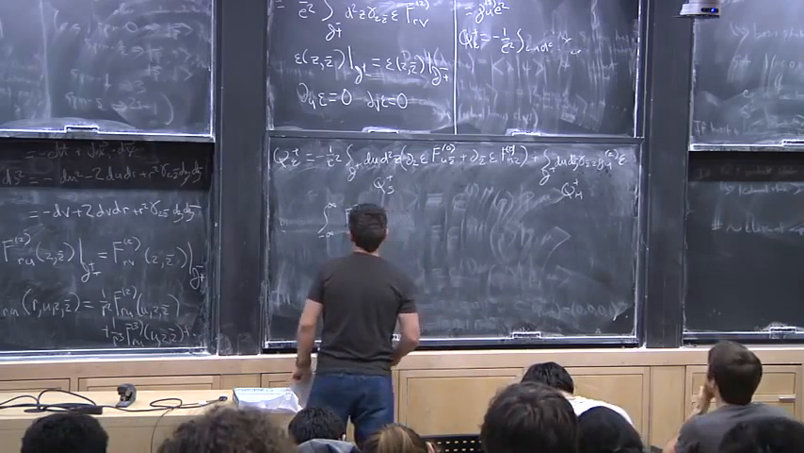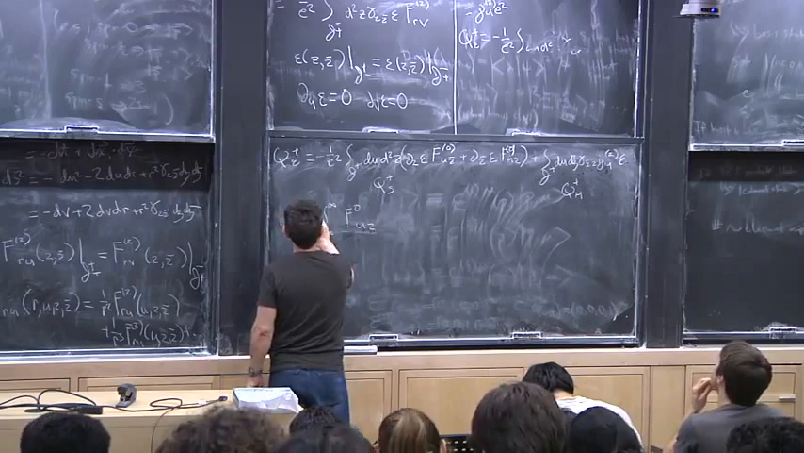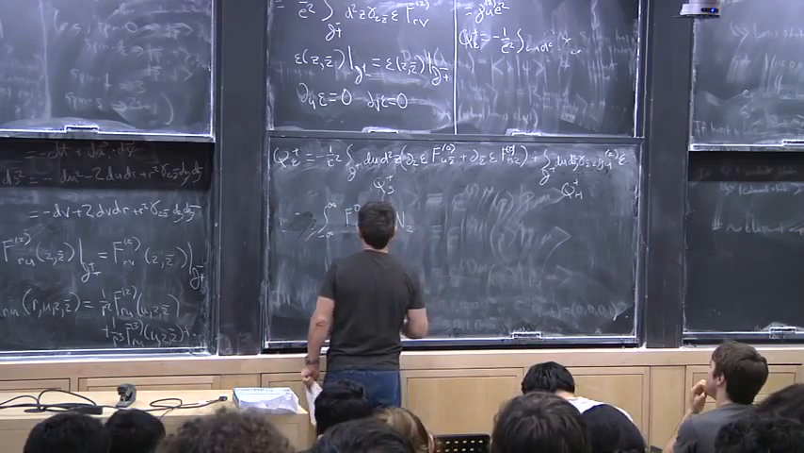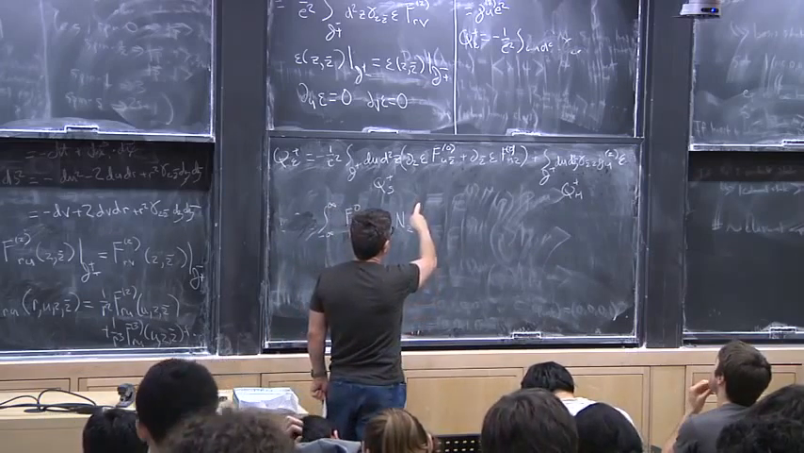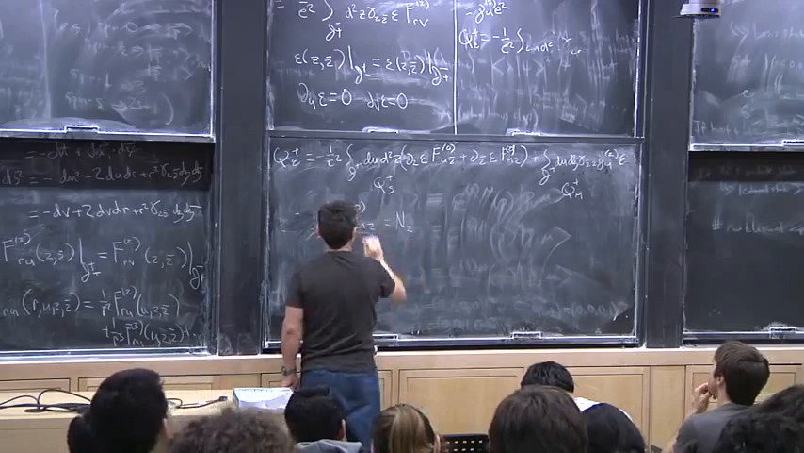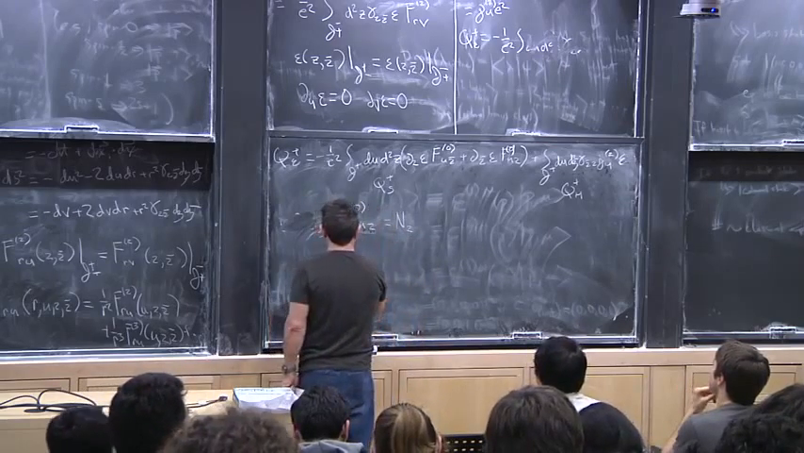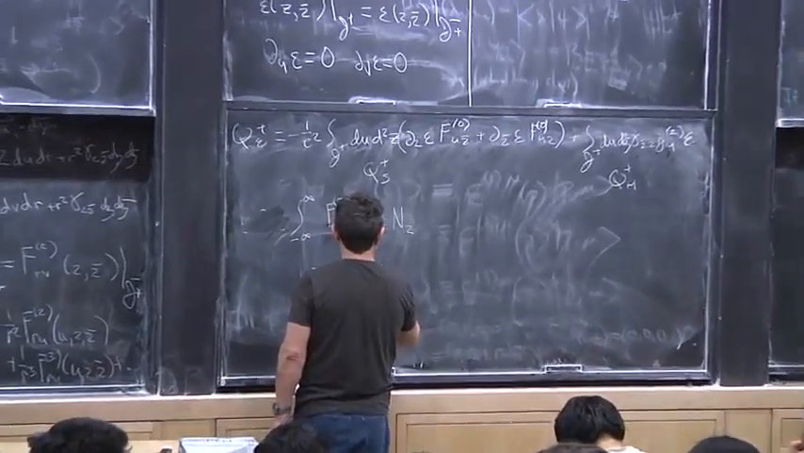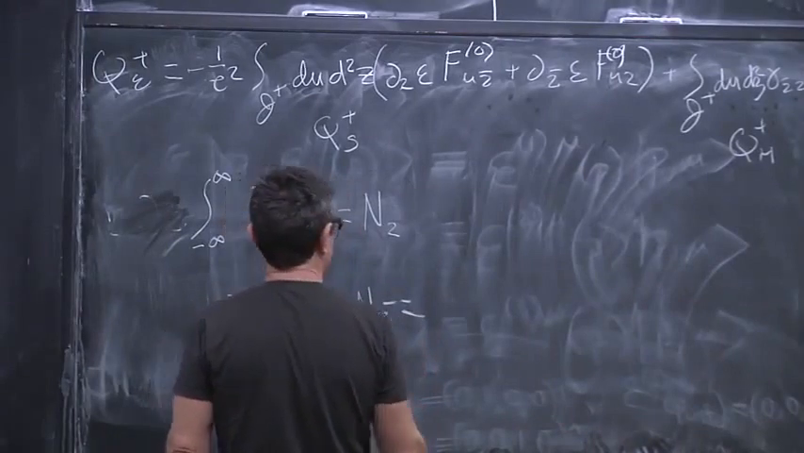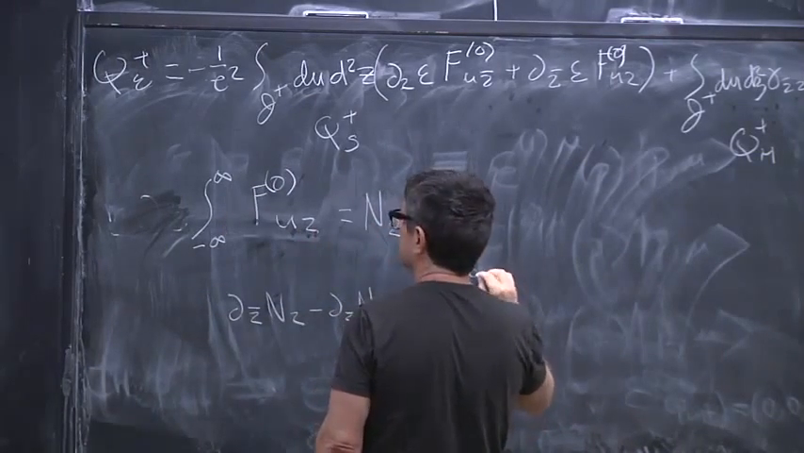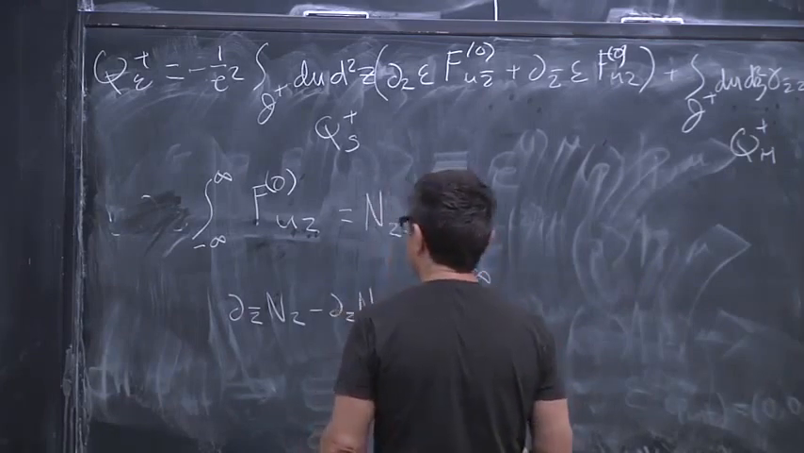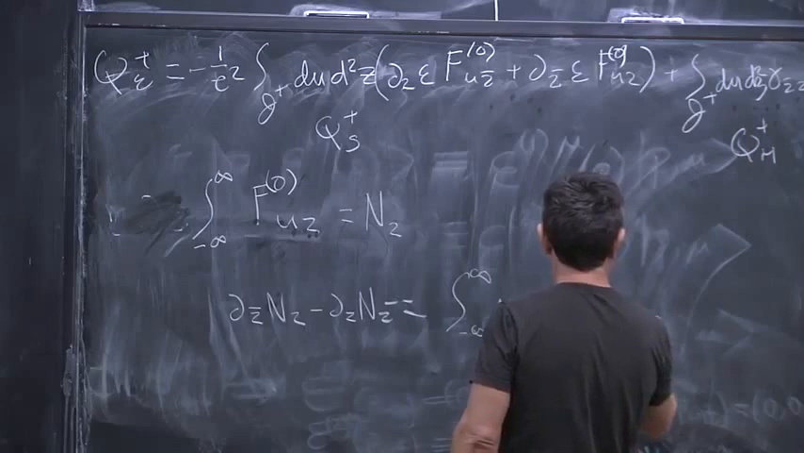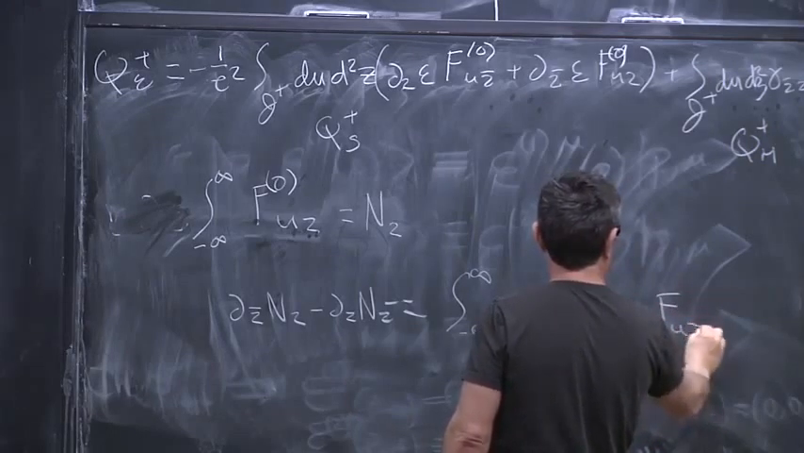Okay, now there's something else we can say about this, which is if we take dz bar, let's call this nz, and its complex conjugate, which involves f_uz bar, would be nz bar. So if we take dz bar nz minus dz n z bar, that is equal to the integral from minus infinity to infinity du of dz bar f_uz minus dz f_uz bar, all with zeros here.